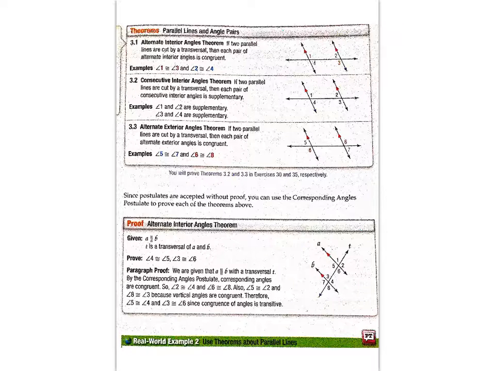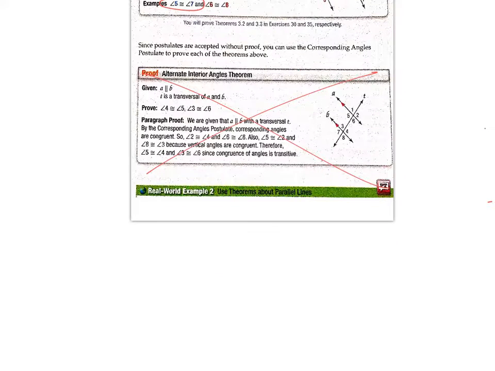Okay, so here we have alternate interiors, and you see they are congruent. Consecutive interior are supplementary. Alternate exterior are congruent. And then on the previous page we learned about corresponding, and corresponding are also congruent. Now that's the part we want to focus on. We're going to ignore the proof part. We're not worried about doing proofs here. We're just learning how to solve problems, really.